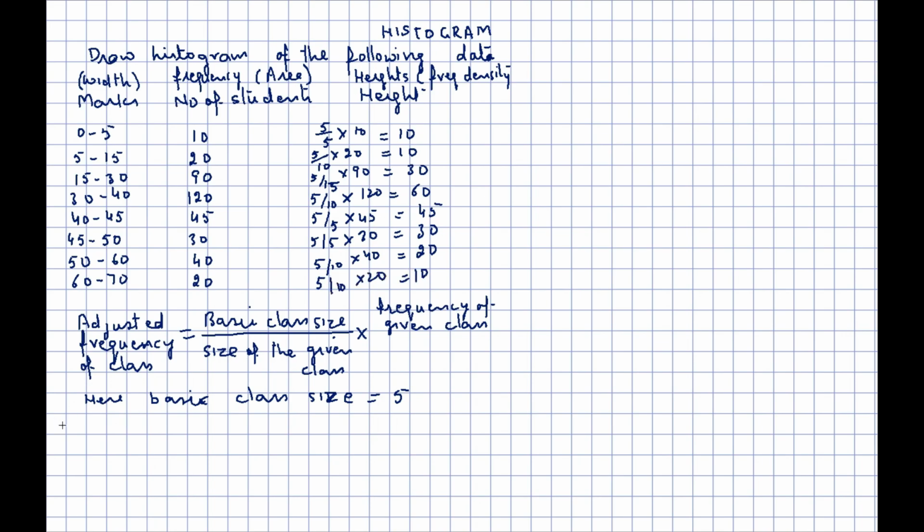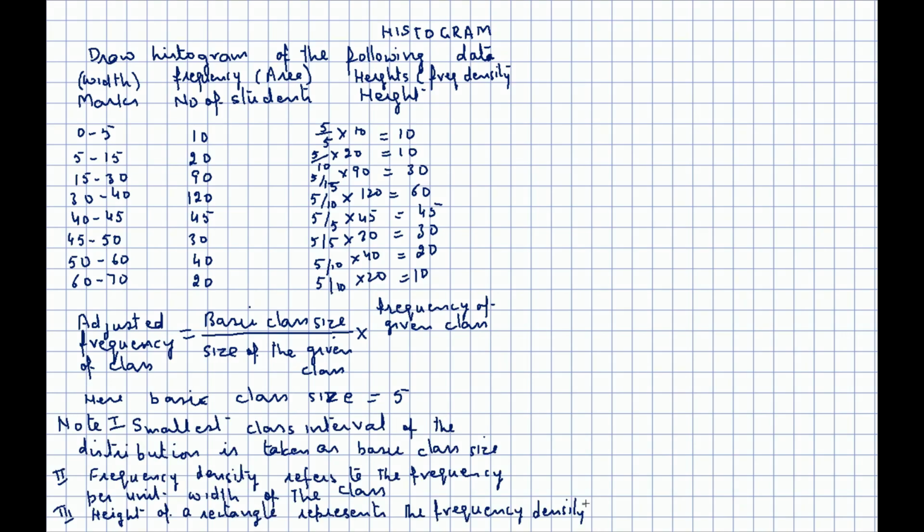Please make note of 3 things here. Smallest class interval of the distribution is taken as the basic class size. Frequency density refers to the frequency per unit width of the class, and height of a rectangle represents the frequency density.